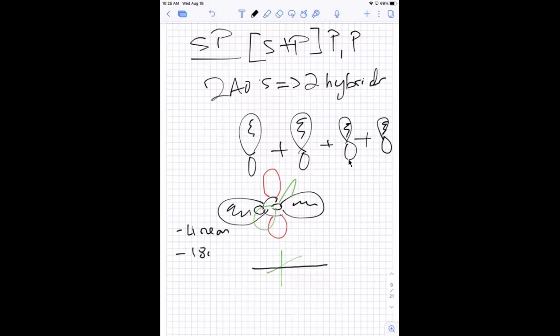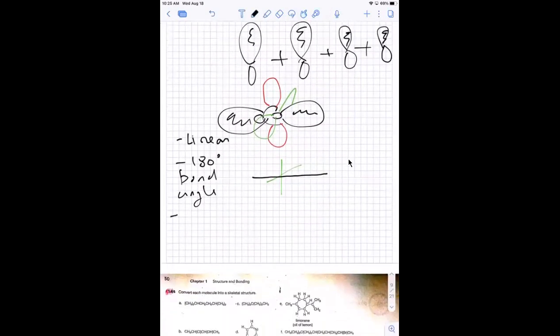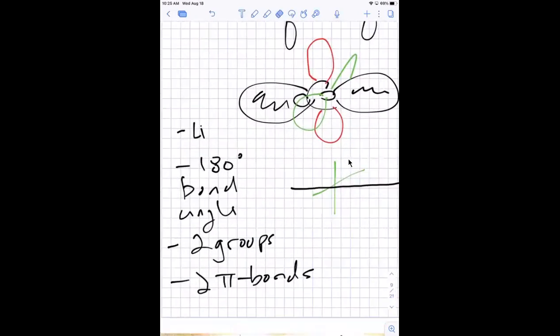So it's 180, not Celsius, 180-degree bond angle. So you have a 180-degree bond angle, and you have two groups and two pi bonds. All right, two groups, two pi bonds. So any atom that's sp hybridized is going to fit this criteria. It's going to be linear, it's going to have a 180-degree bond angle, and it's going to make two pi bonds to fill out its octet.